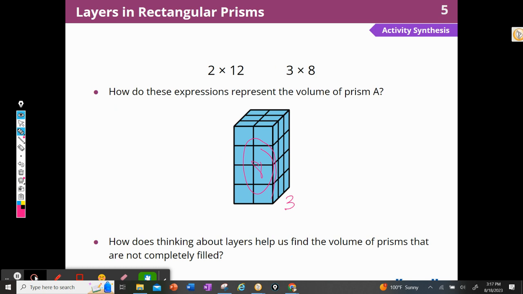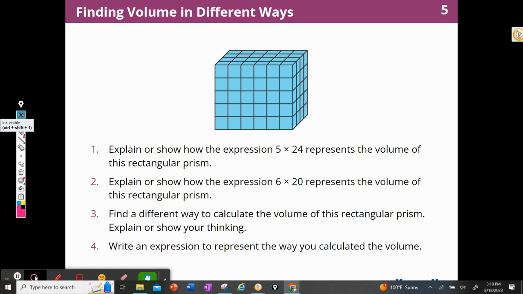So how does thinking about layers help us find the volume of prisms that are not completely filled? Well, we can use just one row or one column to help us figure out the volume of the rest. That's pretty easy. Finding volume in different ways. Explain or show how you would find the volume, how 5 times 24 represents this volume.